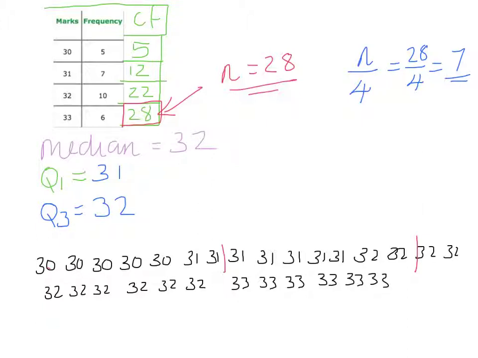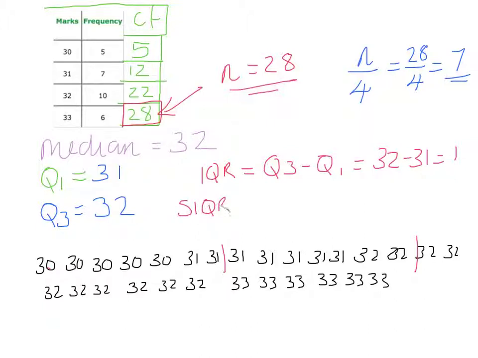The last thing I'll get asked in this case is my interquartile range, which is quartile 3 take away quartile 1, which in this case is 32 take away 31, which is 1. I could also be asked for the semi-interquartile range. Now statistically this is a better range to use, which is why we often use this number instead. And that's just simply the interquartile range divided by 2. So in our case it's going to be 1 over 2 or a half.